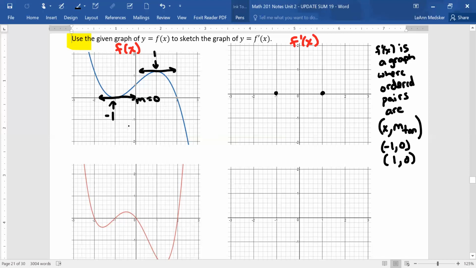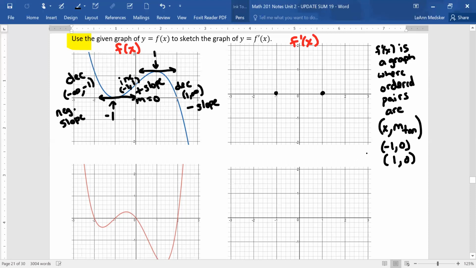Now, we also want to look at when do we have changes in our slope, in other words, increasing or decreasing. Notice that we were decreasing from -infinity to -1. We are increasing from -1 to 1, and then we're decreasing again from 1 to infinity. So that's going to be important because that has to do with our slope. If you're decreasing, you have a negative slope. If you're increasing, you're going to have a positive slope. And if you're decreasing, you're going to have a negative slope.